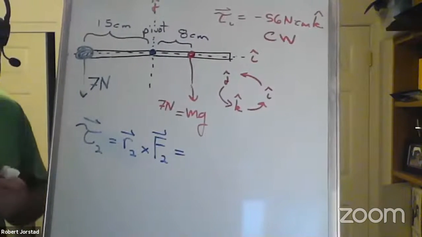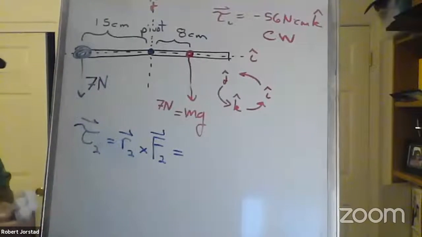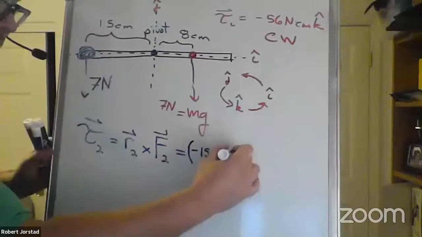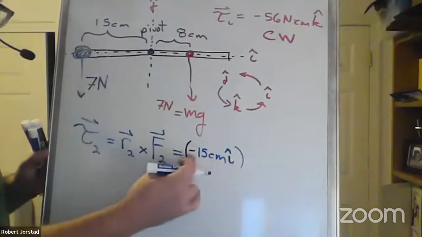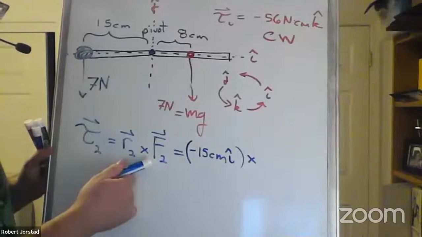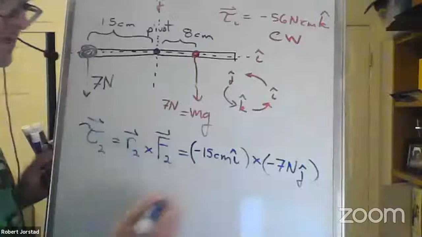So in this case, was that Dom? Yeah, it was. What do you think I should use for radius 2 vector? So that should be negative 15... Negative 15 centimeters. Which hat? I hat. I hat, right? It's to the left. So negative I hat means to the left. Cross product with F2, what's the force 2? The same, negative 7 in the J hat. Yep, 7 newtons J hat.